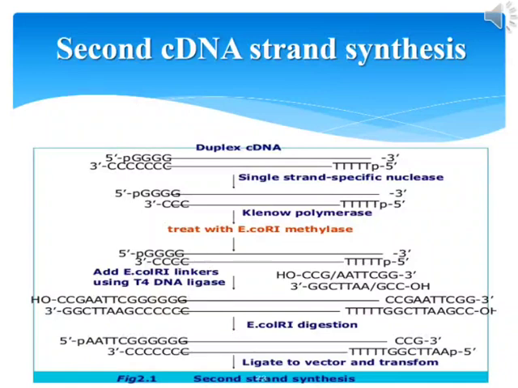Then EcoRI digestion will be done to create some complementary overhangs in the duplex cDNA. After that, the vector DNA will be treated with the same restriction endonuclease enzyme. Now, the cDNA duplex will be inserted into the vector with the help of T4 DNA ligase enzyme, and the recombinant DNA will be produced, which will then be introduced into a host cell and can be screened by several screening processes.